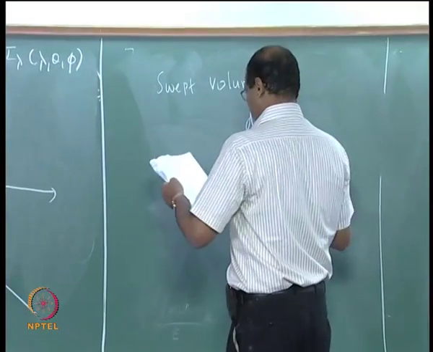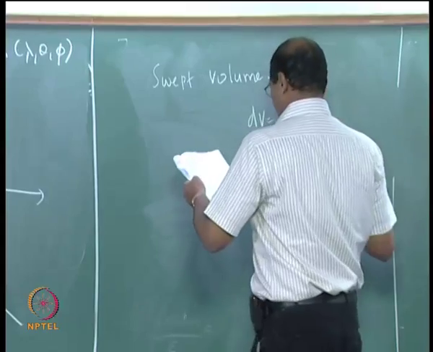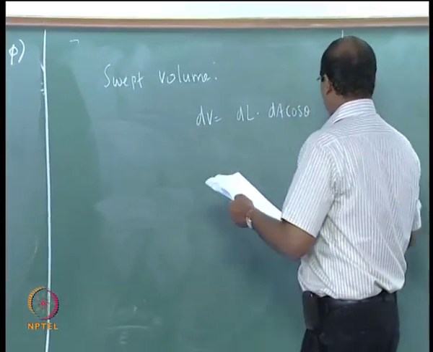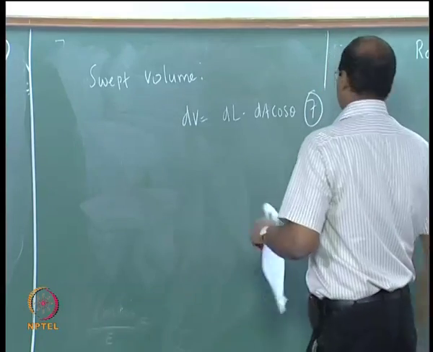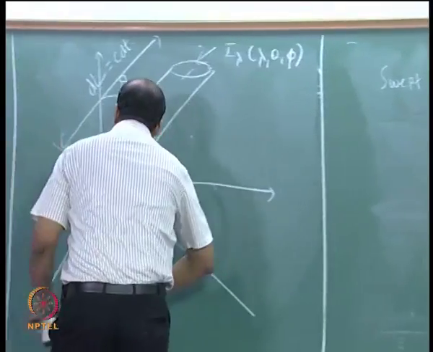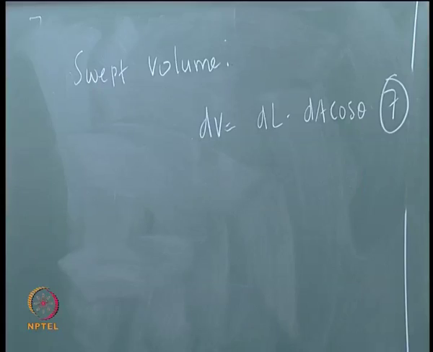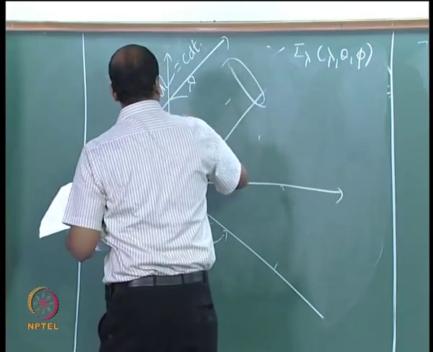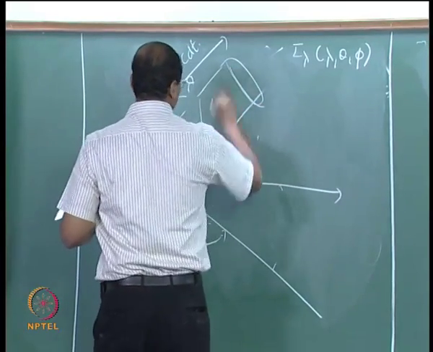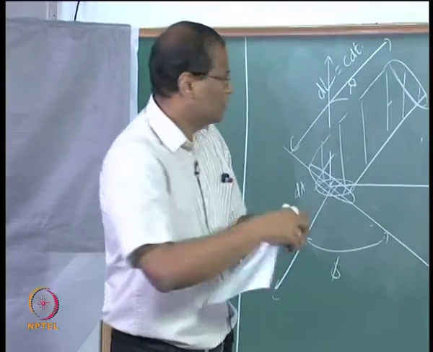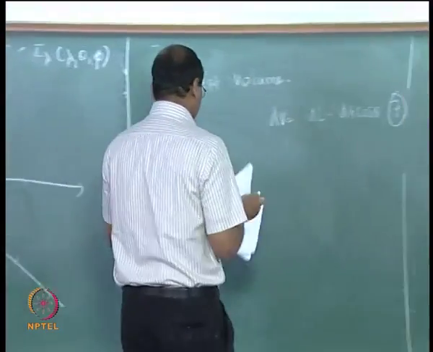dV equal to dl... Okay, so I think there is a small change, so you should draw the swept volume based on dA cos theta, not dA. So the swept volume is dl dA cos theta.